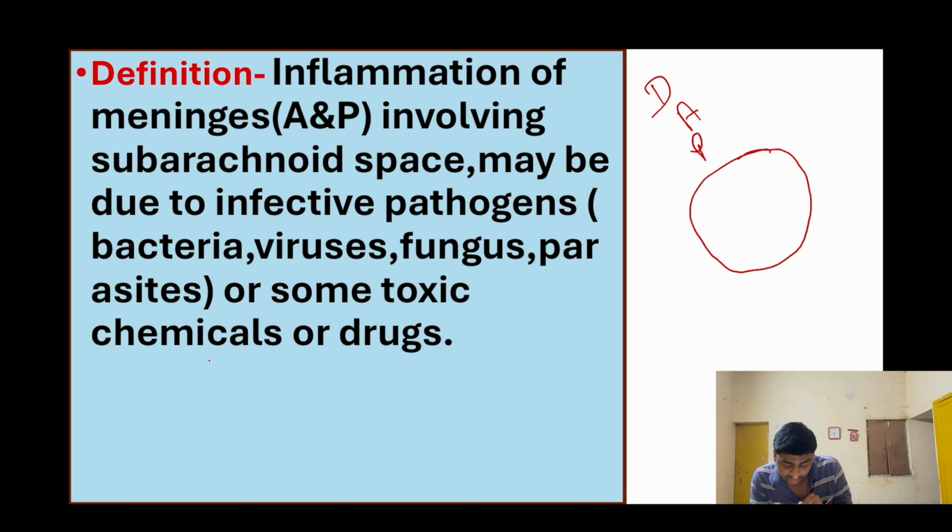Now, the space between the dura mater and arachnoid is called the subdural space, and the space between arachnoid and pia mater is the subarachnoid space. What happens in meningitis is inflammation of meninges, basically the arachnoid and pia mater, which also involves the subarachnoid space. Means the space between the arachnoid and pia mater is also involved in meningitis, due to infective pathogens. What pathogens? It is bacteria, viruses, it may be fungus or parasites, or some toxic chemicals or drugs can also cause inflammation in the meninges.